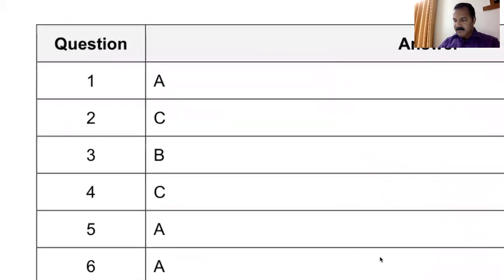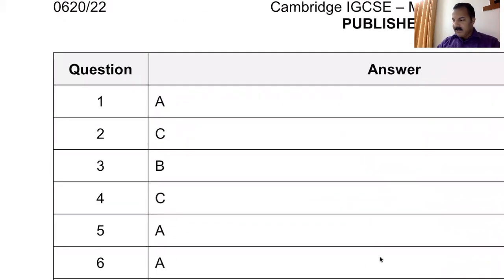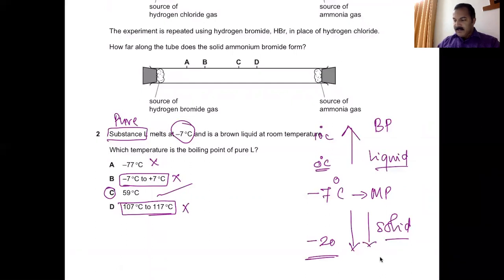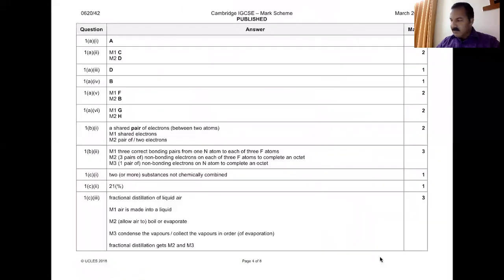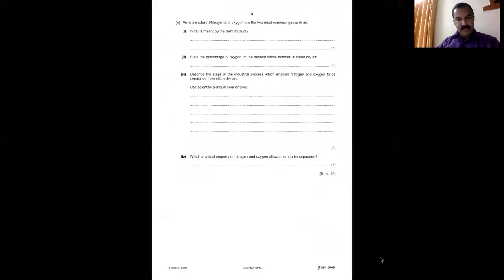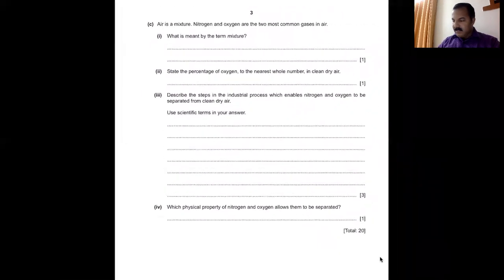Check the mark scheme. C is the correct answer. Yeah, here we go. So that's all from multiple choice. Now let us move on to the extended paper, let us say Paper 4.